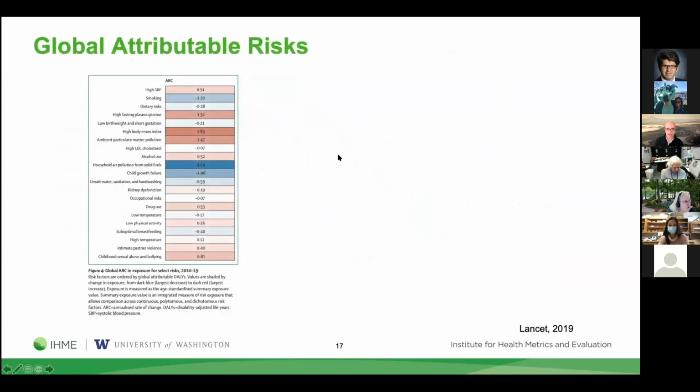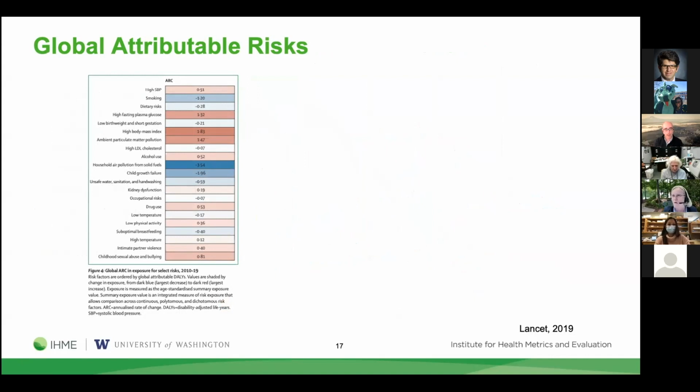We also spent a lot of time working on risk factor exposures. And so we collect all of the available data in the world on 80+ risk exposures. You can see here from one of our recent papers, just aggregating the trend, the annualized rate of change in these leading risks. So you can see high systolic blood pressure there at the top.